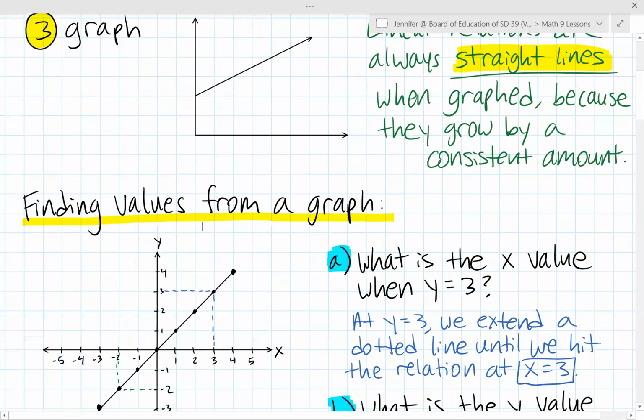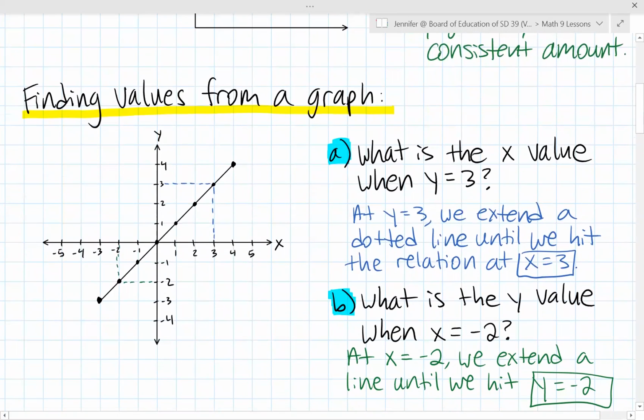When we're given a graph, we can pick out values from the graph. So we could say, well, when x equals this, what is the corresponding y value for this linear relation? So for example, what is the x value when y equals 3? So that would be right here. When y equals 3, where is the linear relation at? If this was written in a table of values, when y equals 3, what is the corresponding x value? And we can pick this out from the graph.